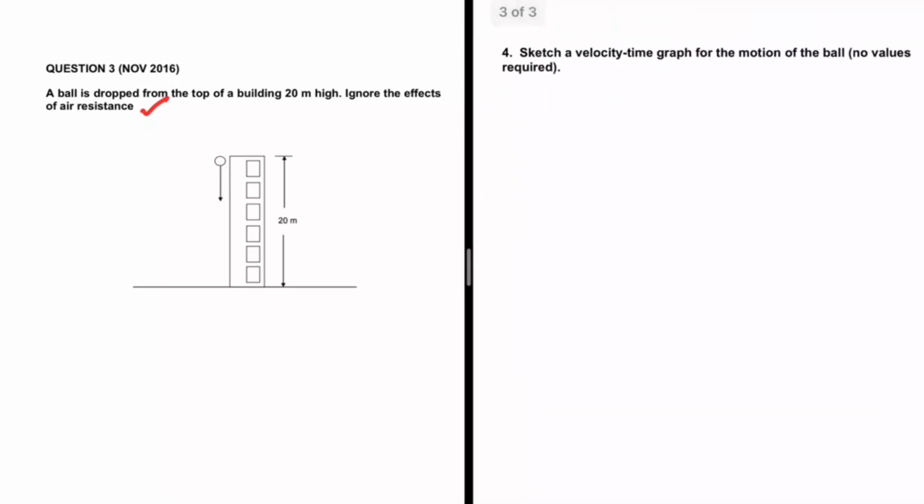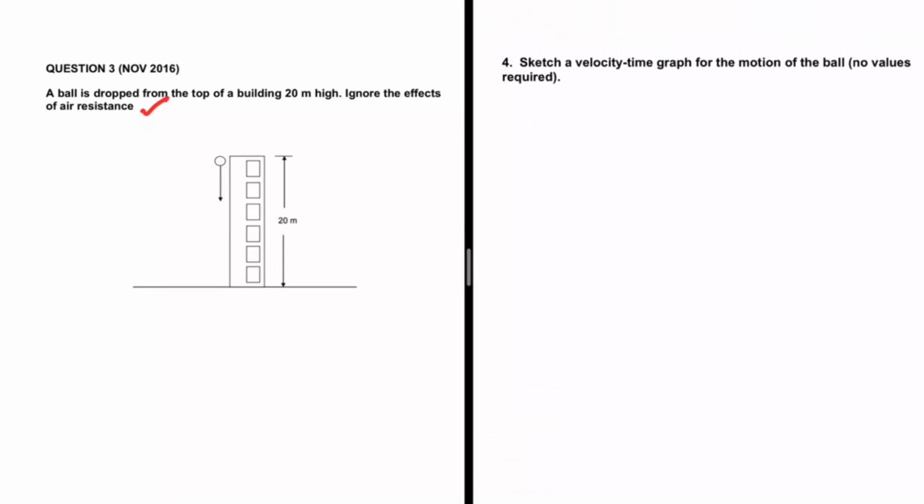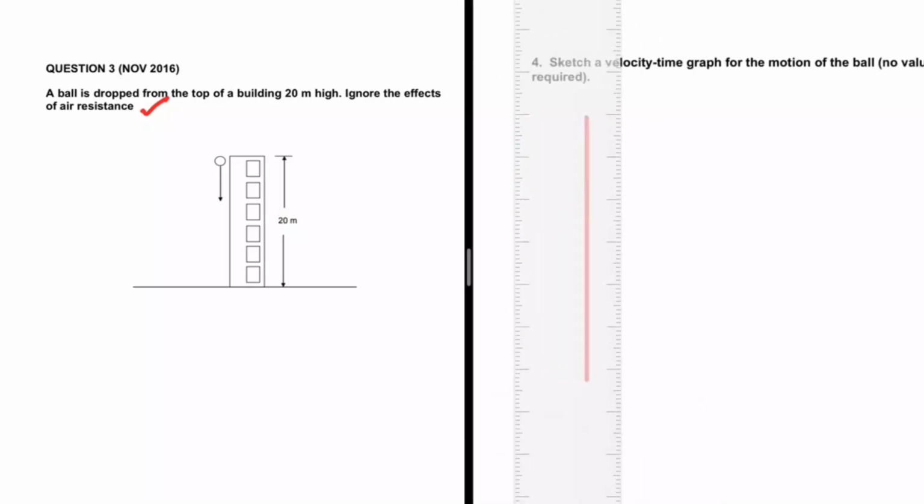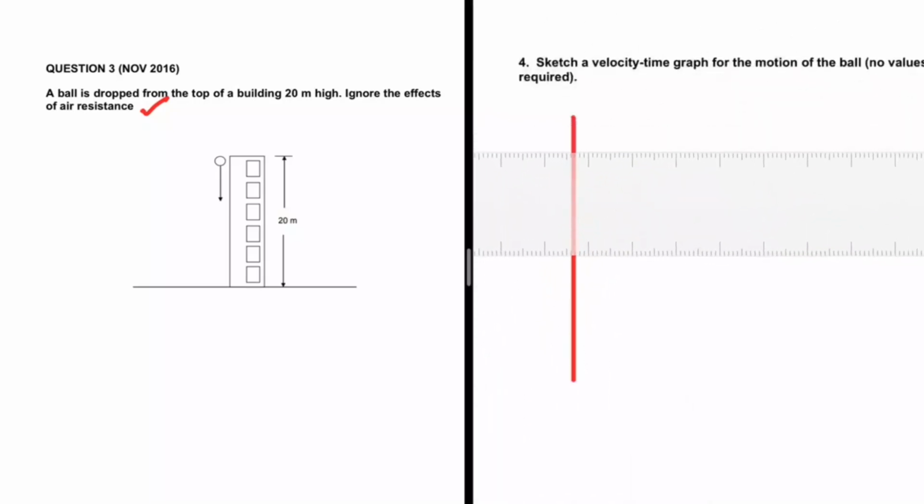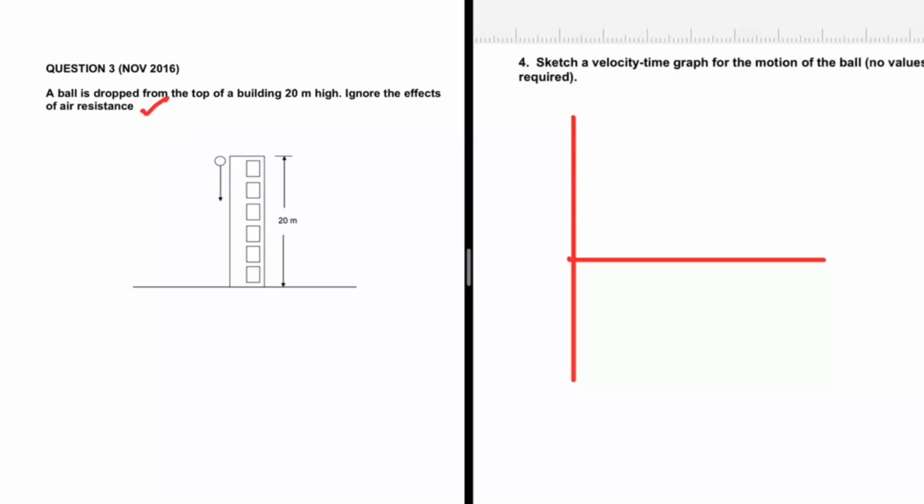Question 4. In question 4, we're supposed to sketch a velocity time graph for the motion of the ball. No values are required, right? It doesn't get easier than this. We're not even supposed to indicate any values. So there we go, our y-axis and our x-axis. And then on the y-axis, we have the velocity in meters per second. On the x-axis, we have the time in seconds.